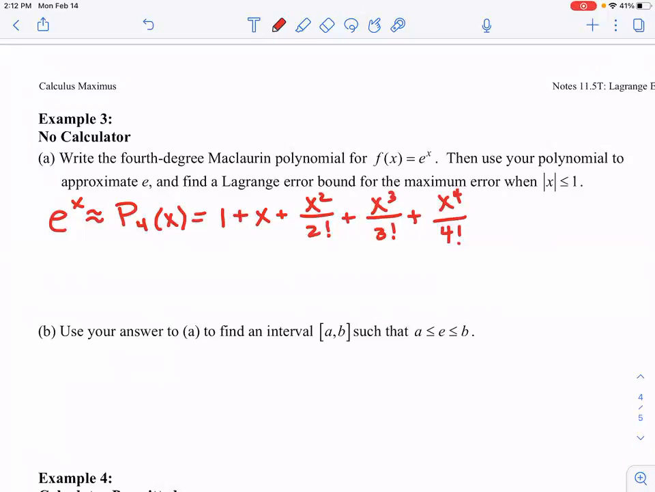So don't write this down, but we'll eventually write that e to the x is... that's eventually what we'll get to. Okay, use your polynomial to approximate e. So e, what are we plugging in? 1.